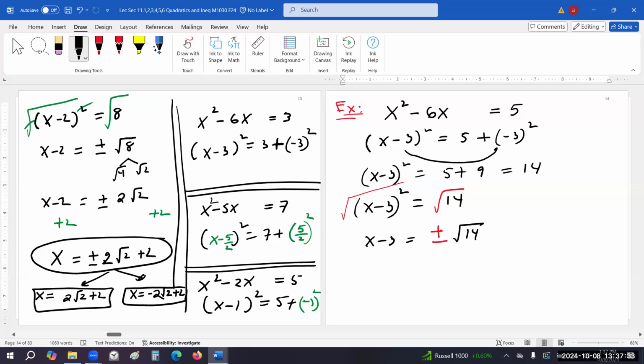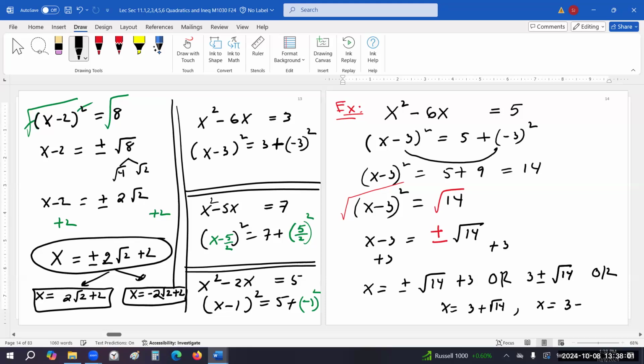And breaking down 14 doesn't help us because 14 doesn't have any perfect square in it. So 7 and 2 doesn't help us. Don't break it down. Keep it. We add the 3 at the end. So x is plus or minus root 14 plus 3. If you want, you can write 3 plus or minus the square root of 14. Or you can write x is 3 plus the square root of 14 and 3 minus the square root of 14. All of them are correct.